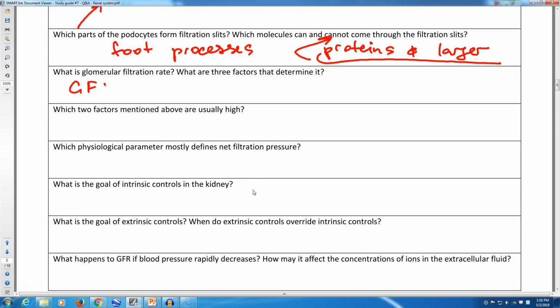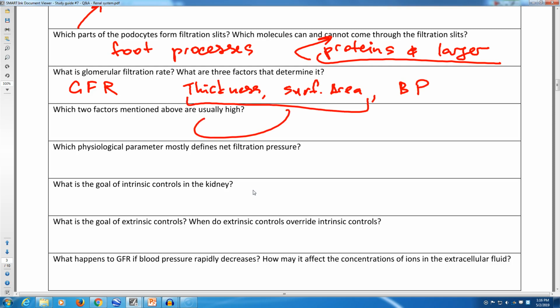GFR is the rate of filtrate formation. Three factors determine this: the thickness of the membrane, the surface area of the filtration membrane, and blood pressure. Thickness and surface area are usually constant. Blood pressure mostly defines net filtration pressure in GFR.